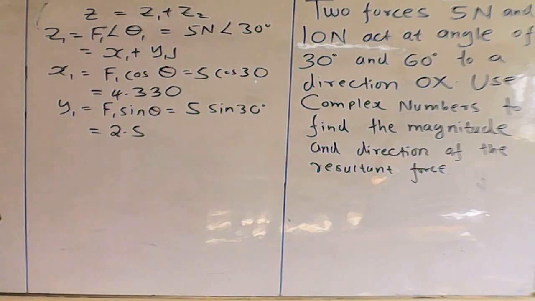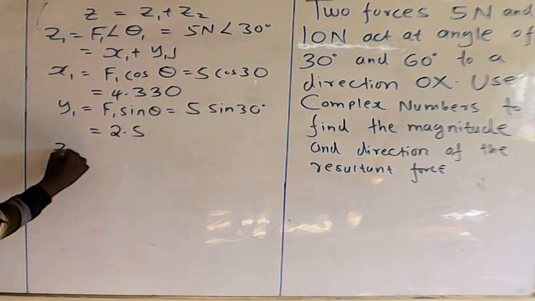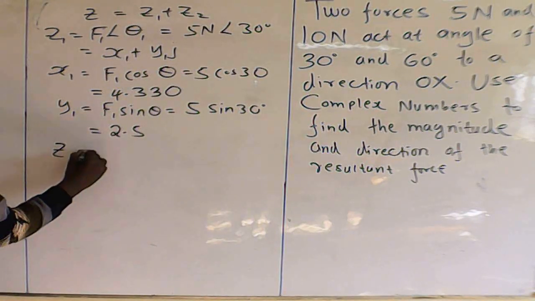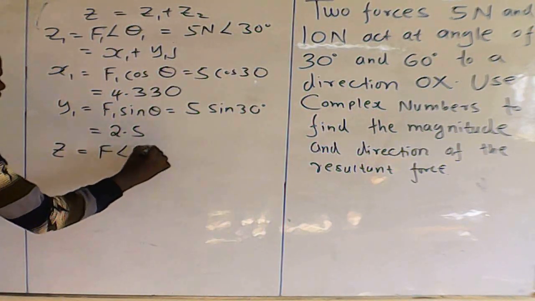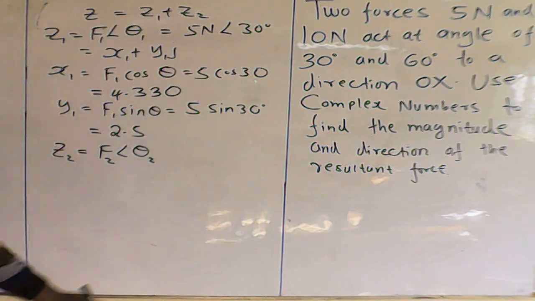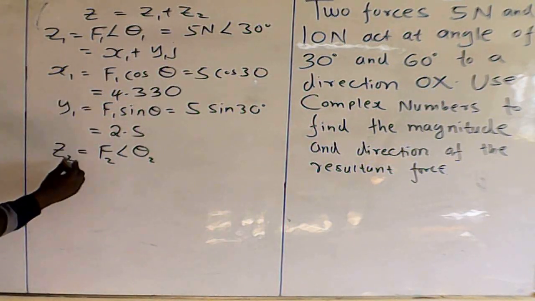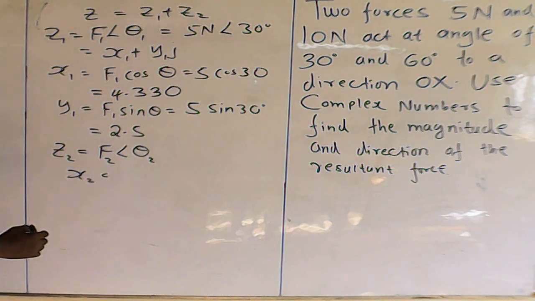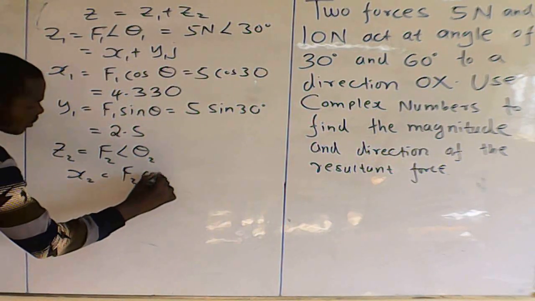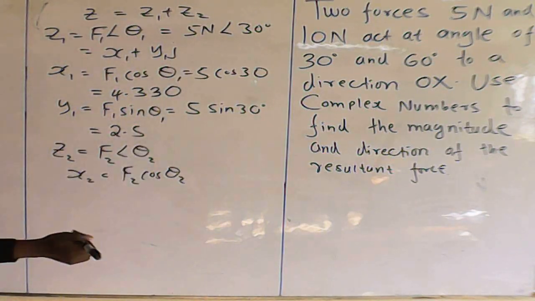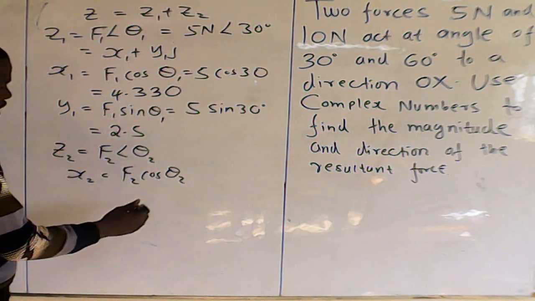Now we go to Z2, isn't it? So if we have Z equal to F angle theta, then Z2 is F2 angle theta 2, isn't it? Are you seeing that? So you start. What is X2? The cosine, isn't it? The x component is dealing with the cos. So it is F2 cos theta 2, isn't it? So F2 cos theta 2 we have.